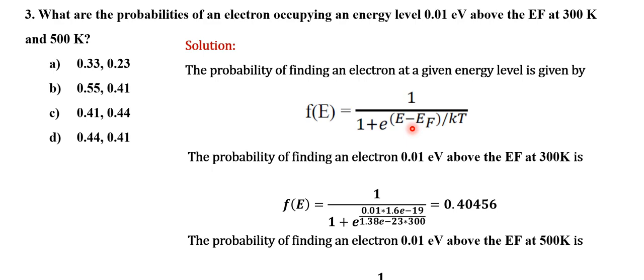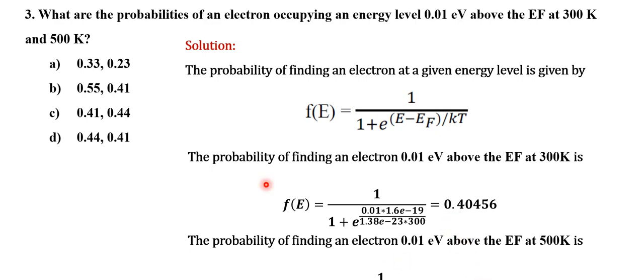Like where did the substitution go wrong? Only one value will change, the temperature. Rest everything will be the same. So E minus EF is 0.01. We are converting that from electron volt into joule. Then 1.38 into 10 power minus 23. And in one case you have to substitute 300. In one case you have to substitute 500. Only that difference is there. Rest everything remains the same.